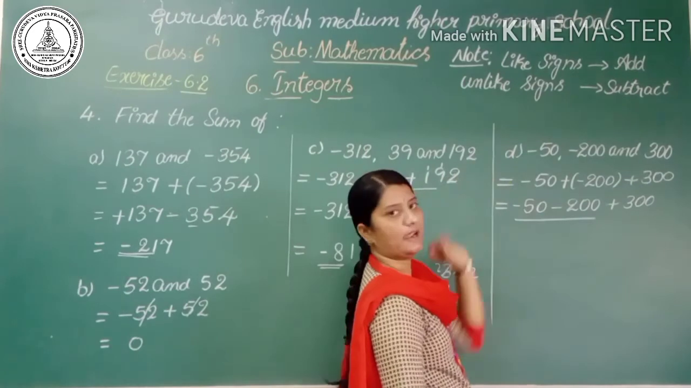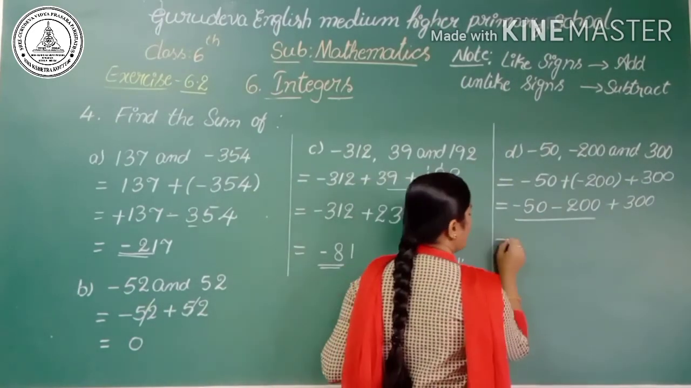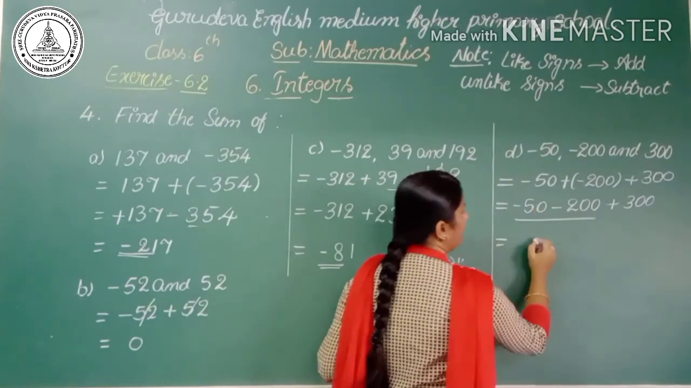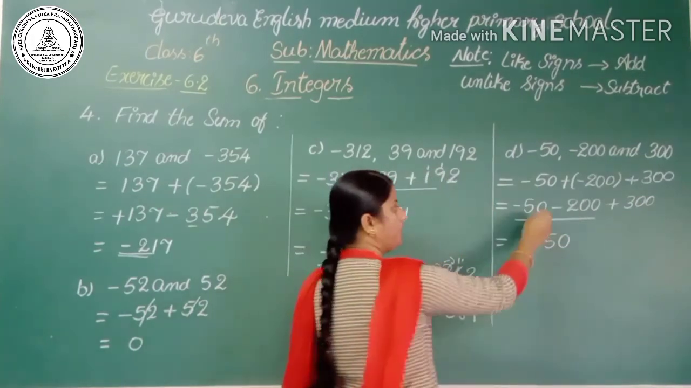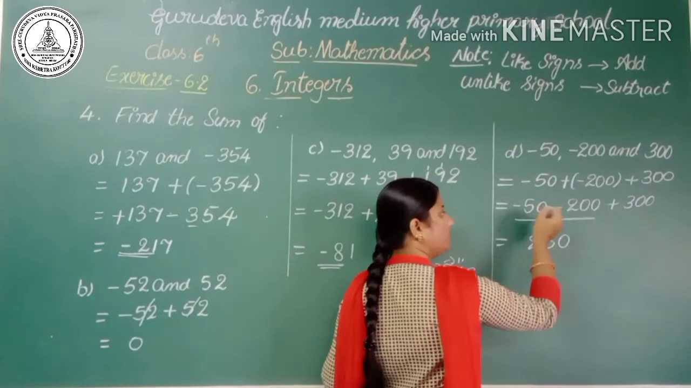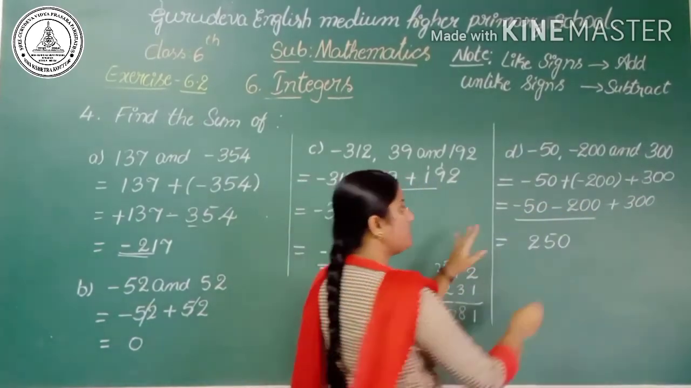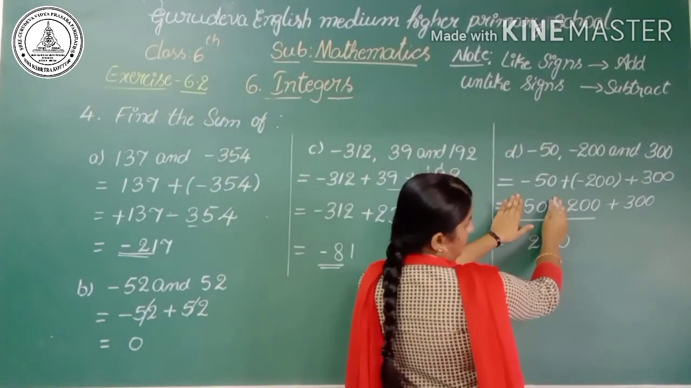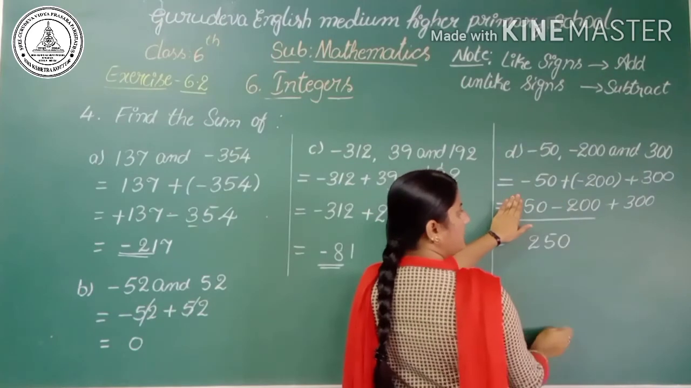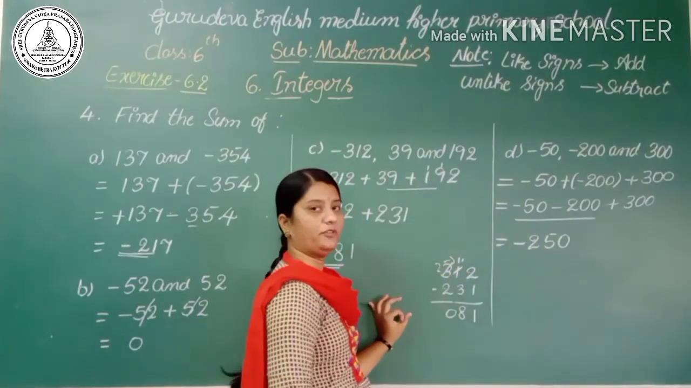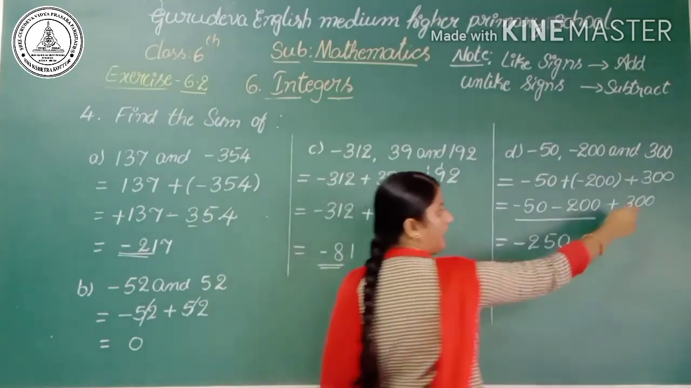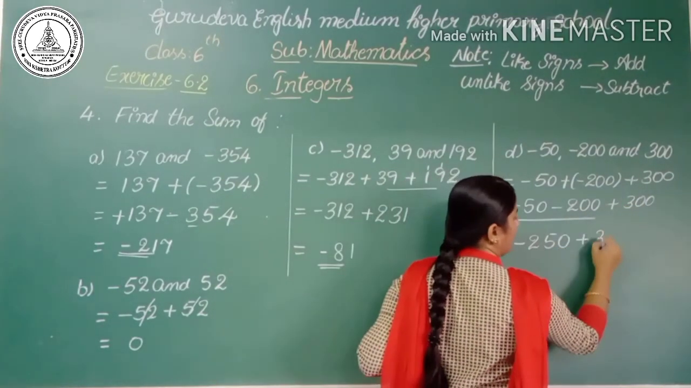So we have to add. What is the sum? 250. Right? 50 and 200, in these two numbers which has the greater value? That is 200. It has a minus sign, so we keep the minus as the prefix of 250. Then now add plus 300.